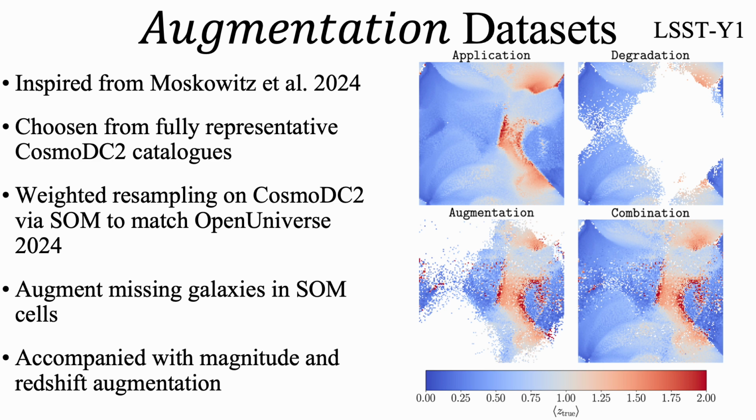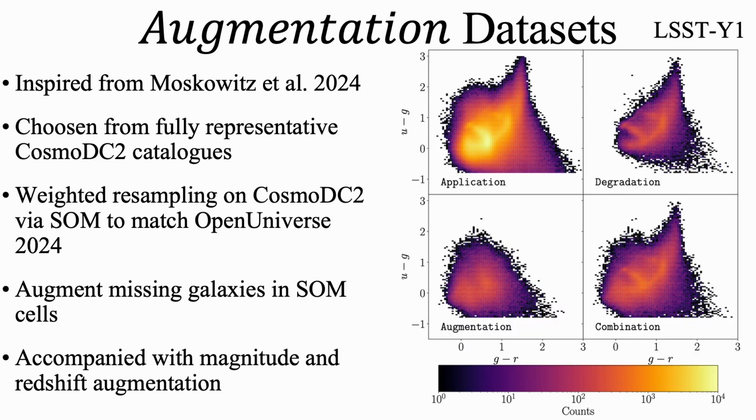Next, we take simulated galaxies from the matched Cosmology datasets to compensate for the missing information. In this way, after combining the degradation datasets in the top right and the augmentation datasets in the bottom left, we obtain a more representative combination dataset. In the color diagram, the photometric application datasets and the augmented combination datasets show closely aligned distributions.